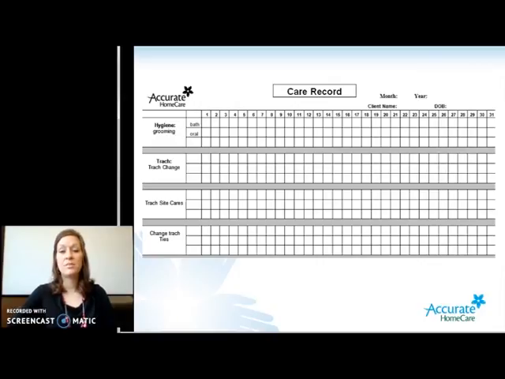The next document is the care record. This is a patient-specific document that reviews the cares required during your shift. So this may include things like hygiene, trach changes, trach site cares, trach ties as you see here, also G-tubes, feeding, oral cares, patient cares that are patient-specific. If there's anything on the care record that doesn't apply to your patient, just skip it. But this is a document that you should review every shift. This document is for 1 month at a time, and you'll start a new one on the 1st of the next month.